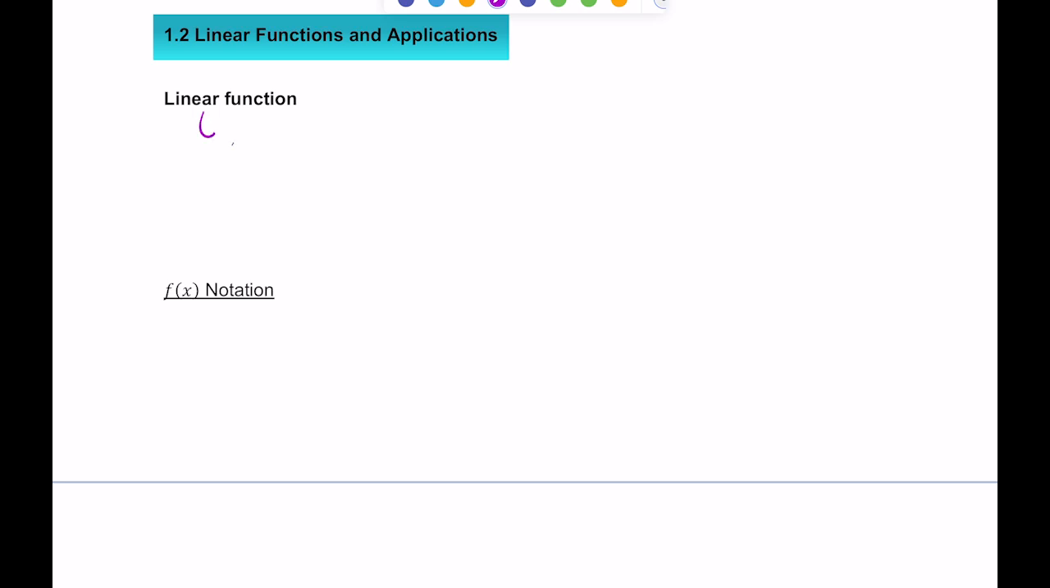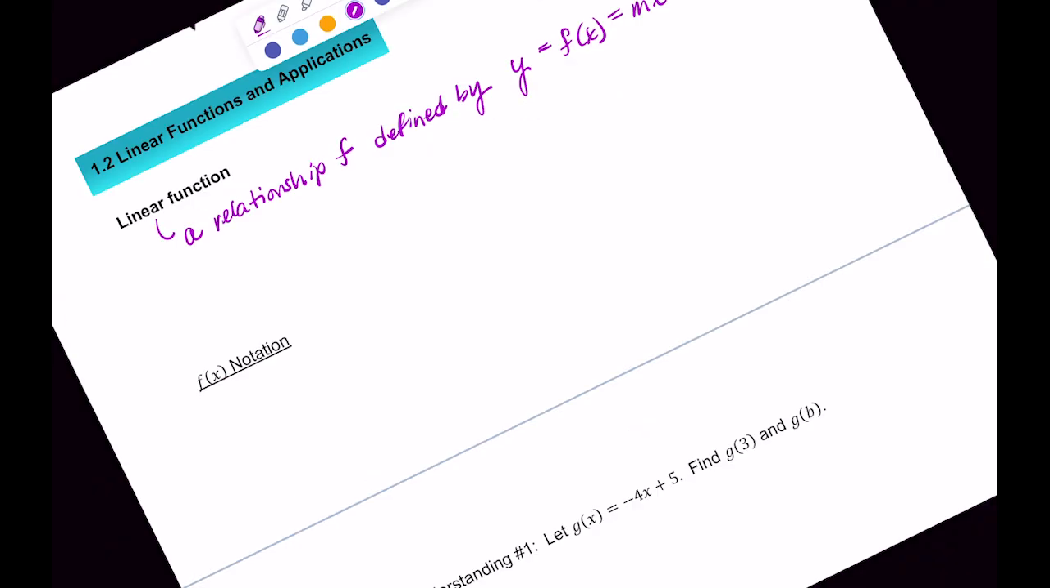So what is a linear function? It's a relationship, we'll call it f for function, defined by y, which is also known as f of x. From the last lesson, it was the slope-intercept form of the equation of a line. So real numbers.